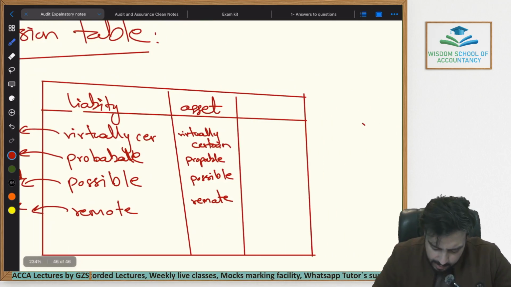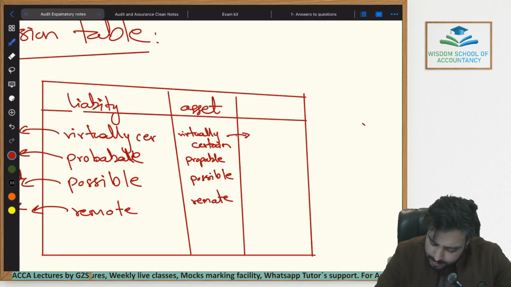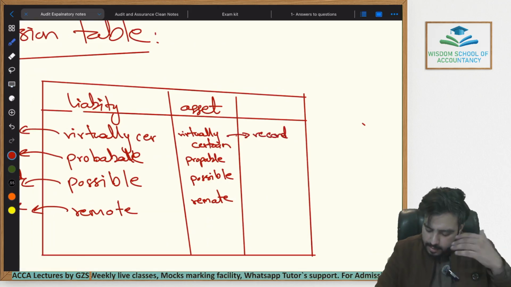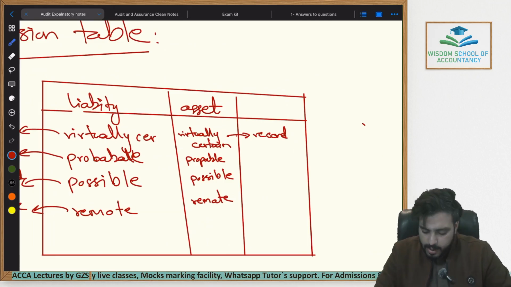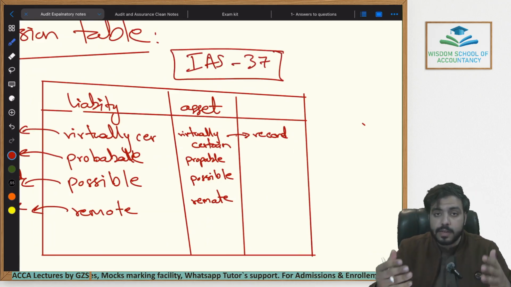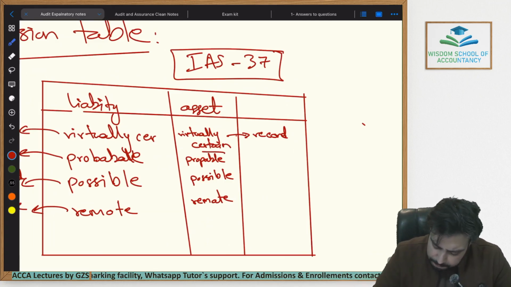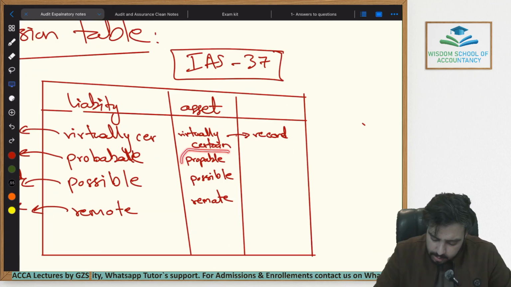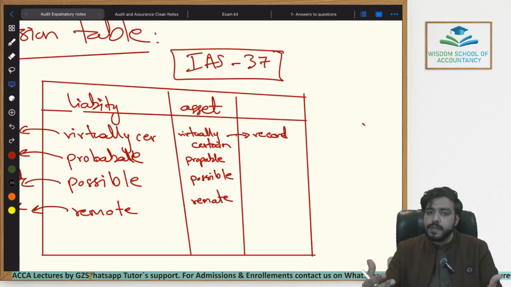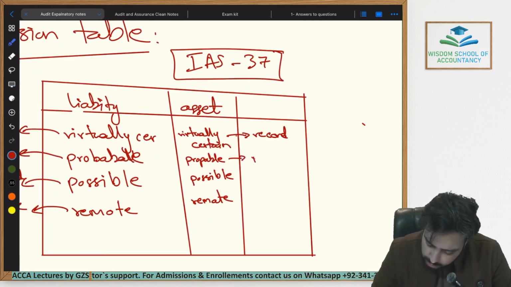Now let's come towards an asset. When we talk about an asset and it is virtually certain that you will receive it, then you can record it as a receivable, as an asset, whatever the case is. You can record it. By the way, this is IAS 37, the table within IAS 37 provisions, contingent liabilities and contingent assets. Whenever it is only probable that you will receive it, but it is not confirmed yet, this means that you cannot record it, you can only disclose it. In this situation, you can only disclose it.